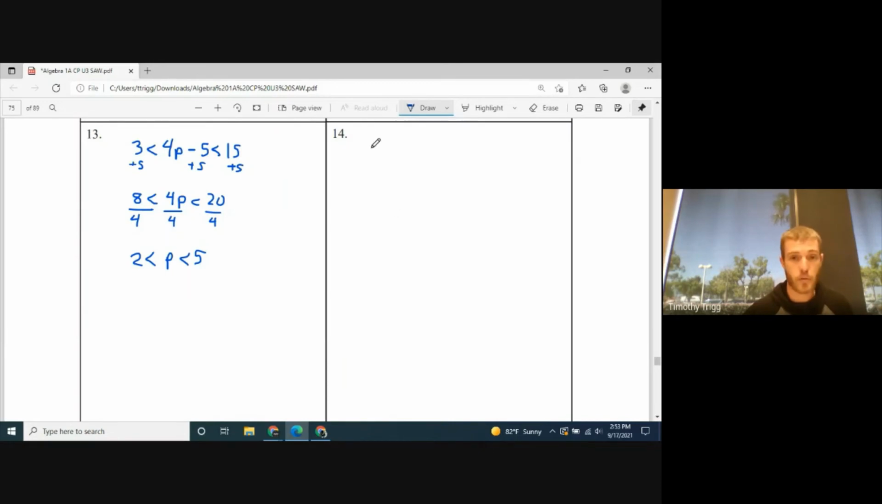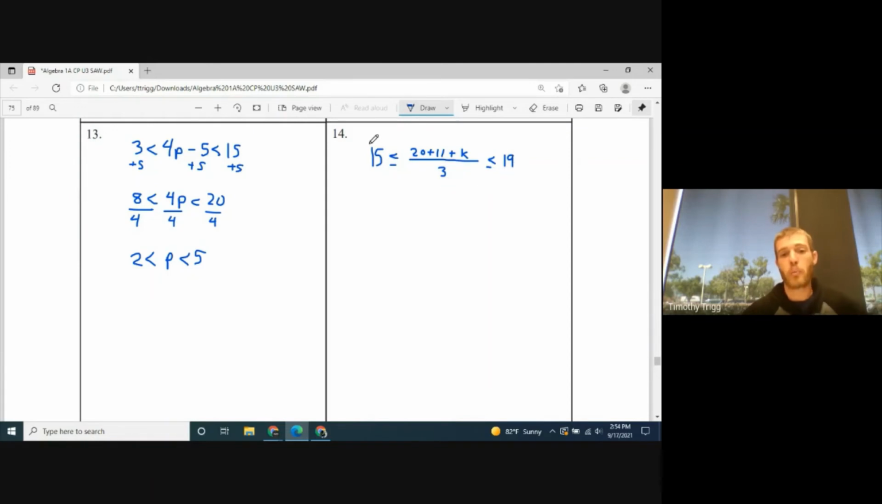Number 14, this one looks crazy, but let's go ahead and try it. So it's 15 is less than or equal to, and then we have a fraction here. So we have 3 in the denominator, and we have 20 plus 11 plus k in the numerator, and then less than or equal to. Then on the right side, we have 19.